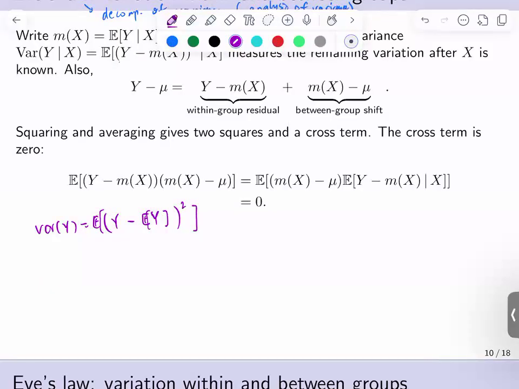Squared like this. So if I work with conditional distribution rather than the usual distribution, I put conditioning on x everywhere I see an expectation. So that would be the definition of conditional variance. It's just the variance with respect to the conditional distribution. The way that we define this is going to be m of x here, right?